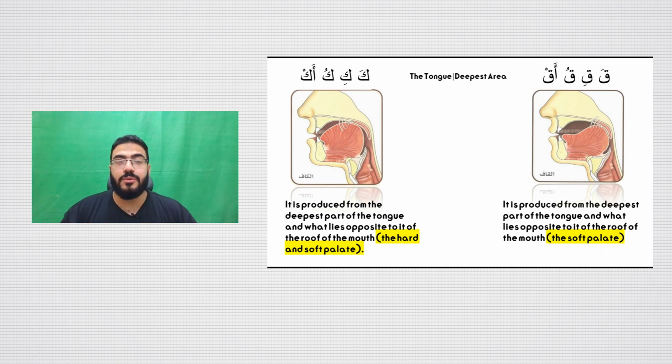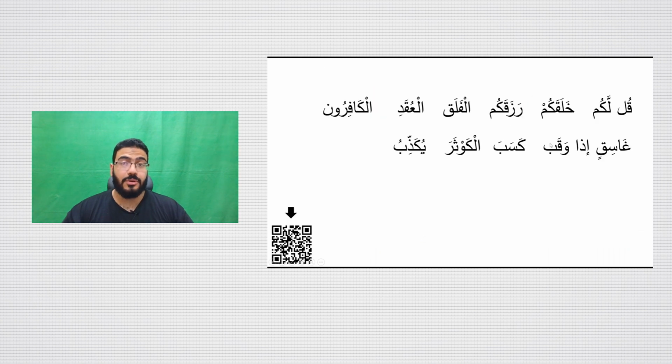All right. Now let's go for more examples. If you have any question about qaf and kaf, let me know in the comments. قل لكم، قل لكم، خلقكم، خلقكم، رزقكم، رزق, and then ku: رزقكم. Be careful. A common mistake. رزق. No, there is no continuation of breath. Remember. رزقكم. الفلق. Bravo. Not الفلق. No. It is الفلق.